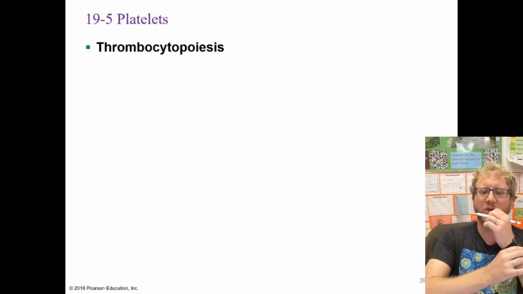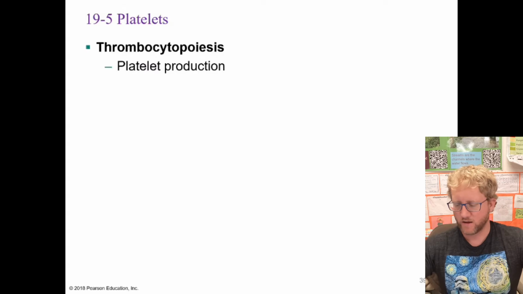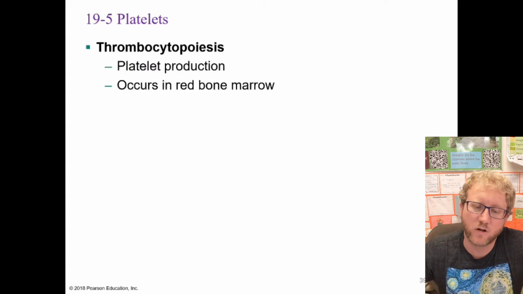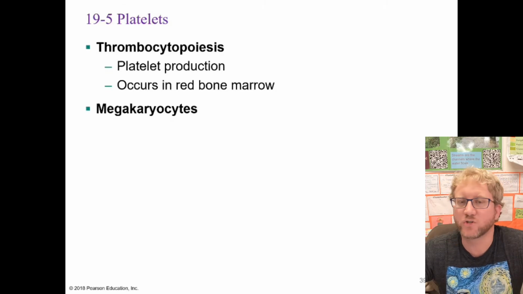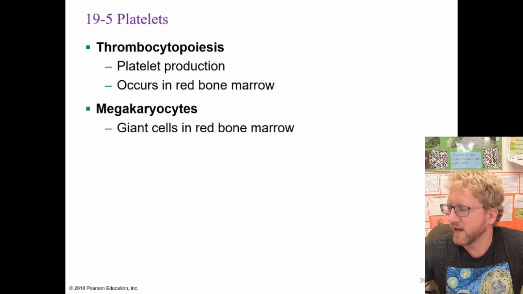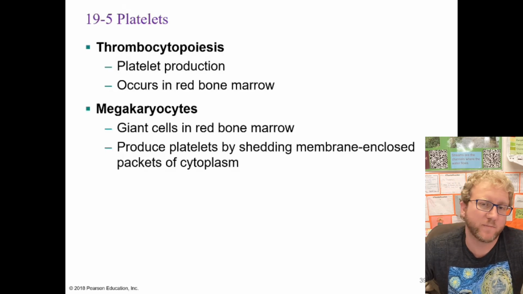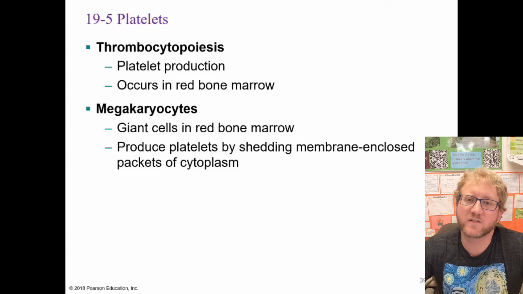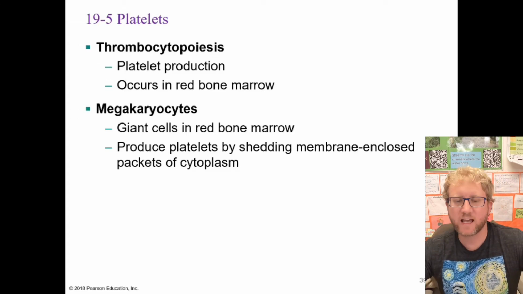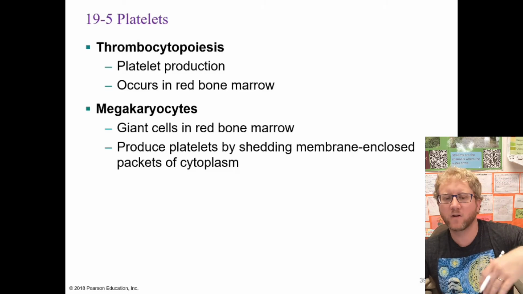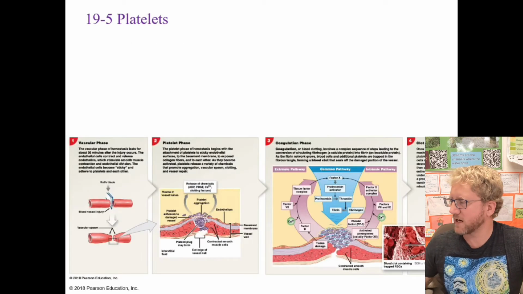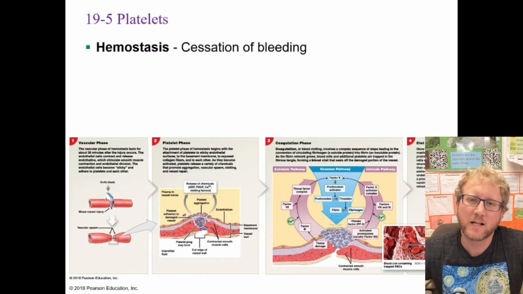We have thrombocytopoiesis. This is the formation of platelets that occurs in the red bone marrow. They are formed by cells called megakaryocytes. Megakaryocytes are giant cells that are only in the red bone marrow, and basically they break off sections of themselves, little membrane enclosed packets of cytoplasm, and they just shed, kind of like we shed skin, basically. And then from the red bone marrow, they circulate around, and then they eventually make their way over to the spleen.